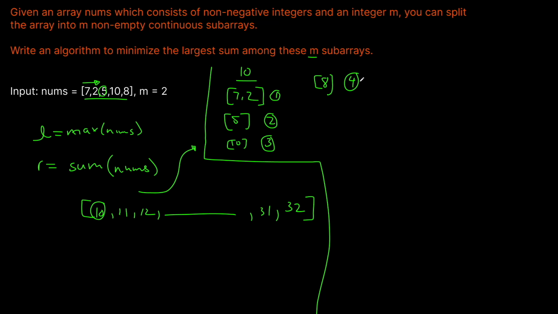Since we made 4 subarrays, that exceeds our budget of m subarrays, which in this case is 2. So this solution would not work. So 10 would not work.